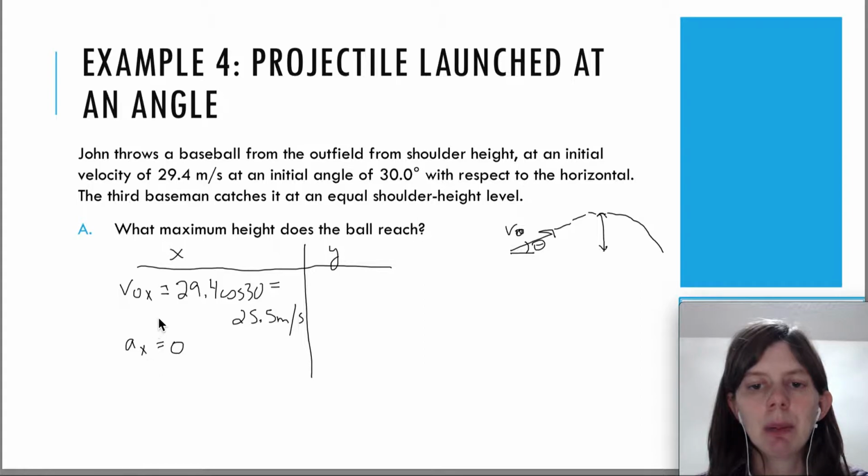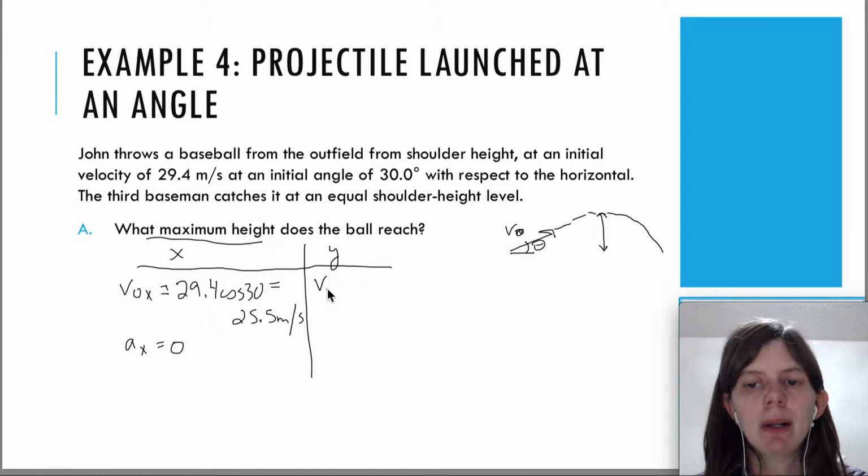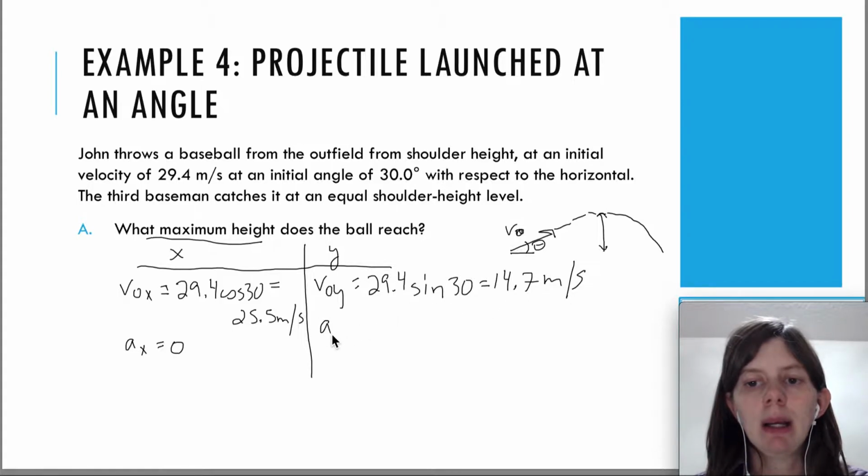And actually, this is sometimes what you might do, but let's stop for a second. Let's go ahead and look at the y direction because it's asking for maximum height, which is a y variable. So we can still use this, but for now let's focus on the y direction. V initial y is going to be V initial sine, 29.4 sine of 30, which is going to be 14.7. And then Ay is negative 9.8 meters per second squared. And then we're looking for the maximum height.